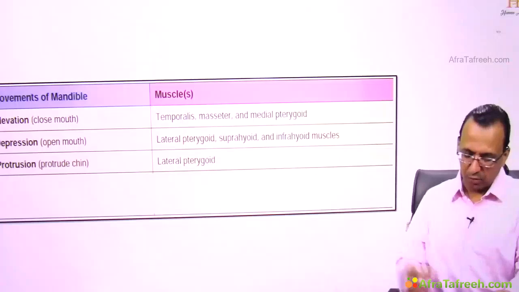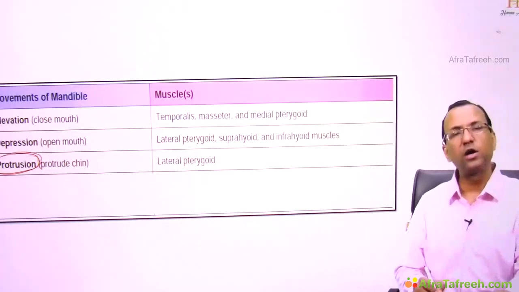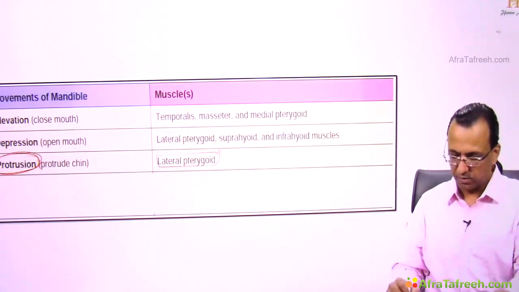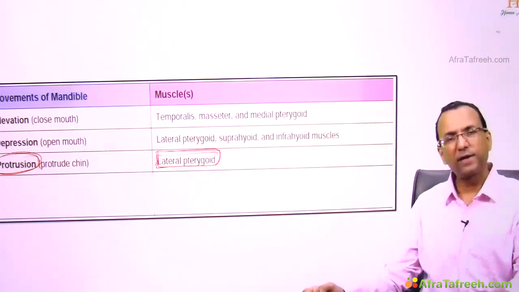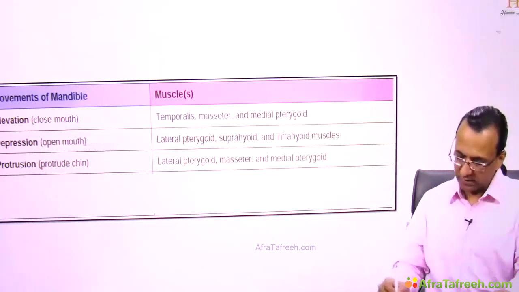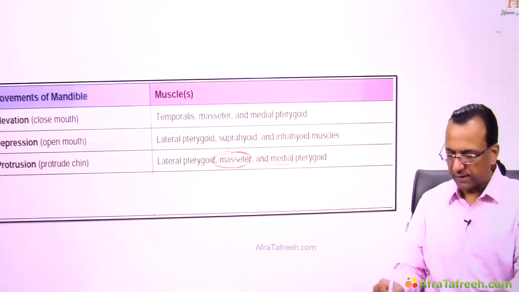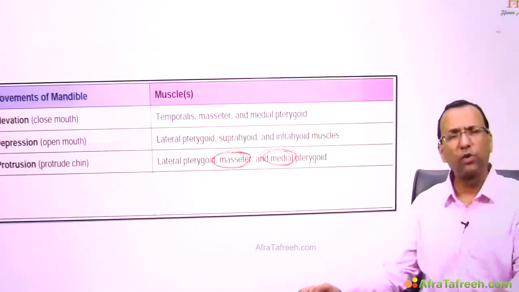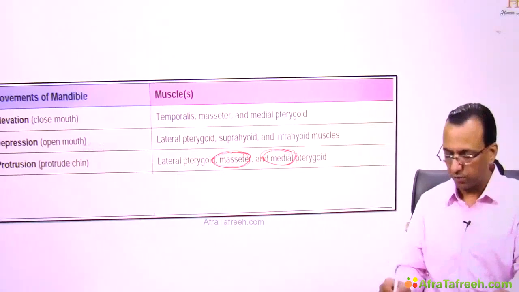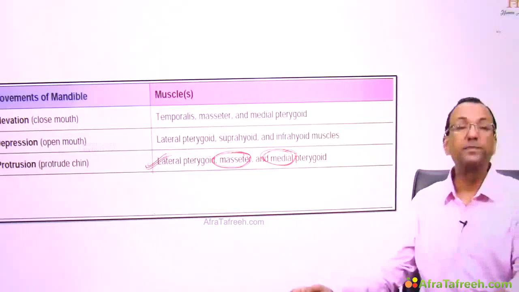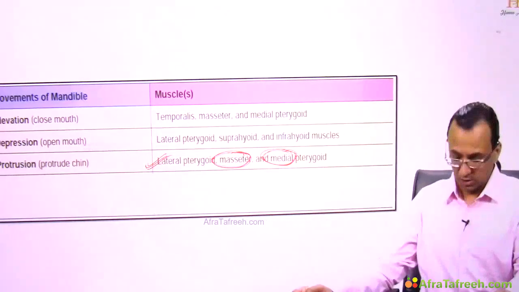And what about protrusion? Protrusion, chief protruder: lateral pterygoid. So, chief protruder is lateral pterygoid? Yes. And what are masseter and medial pterygoid doing? They are accessory muscles of protrusion. Yes, accessory muscles of protrusion, but the chief muscle for protrusion is lateral pterygoid.